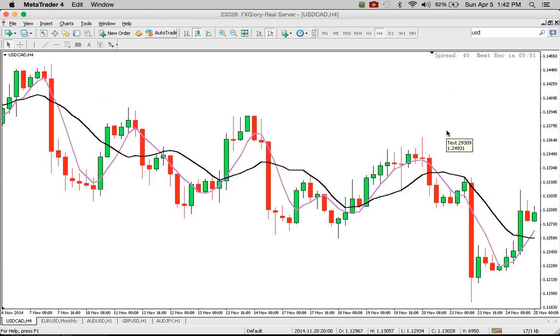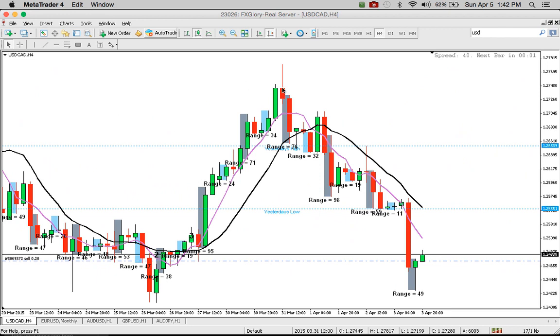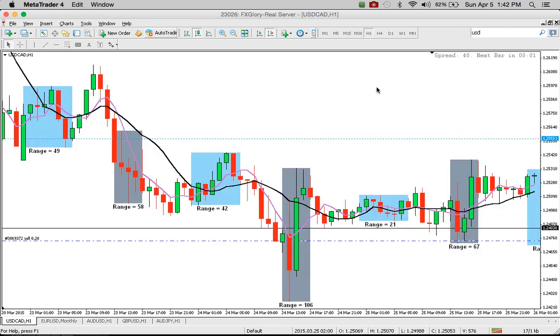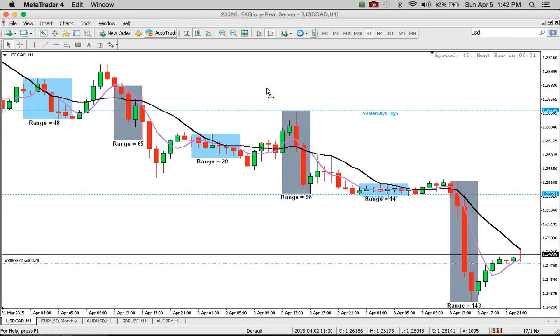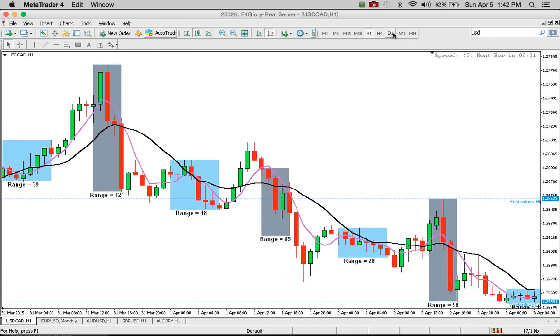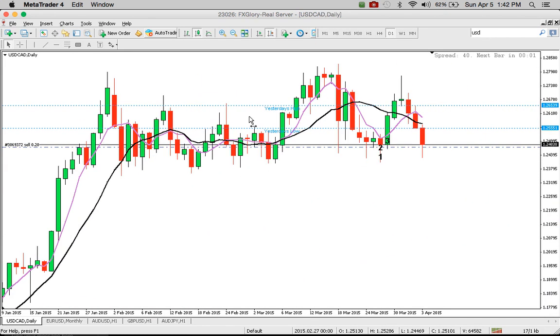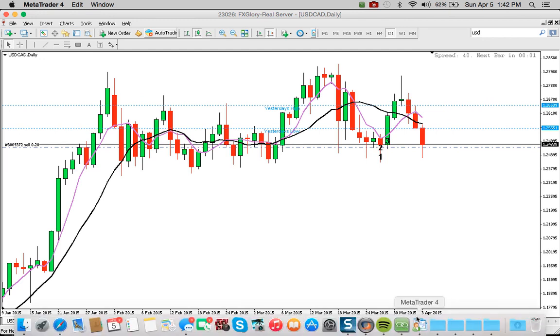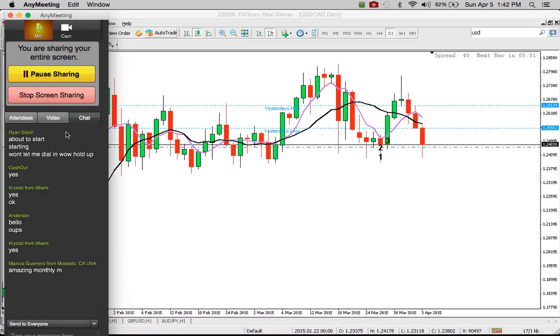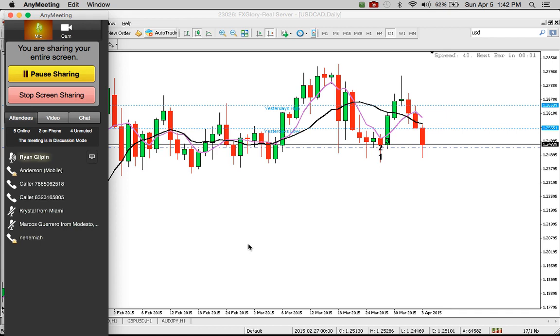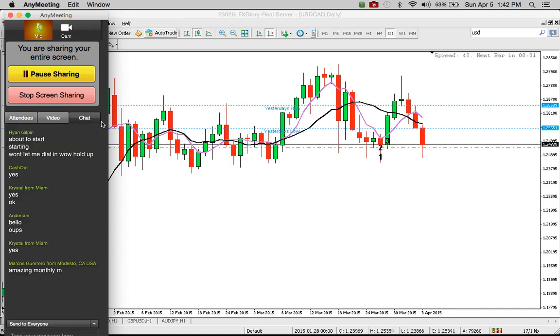H4 gave me an evening star pattern. You see that? H1 gave me the RR. The day one gave me the doji. So you can see as the higher time frames go, the more money is to be made. It's just the way how it is. It's always going to be like that.